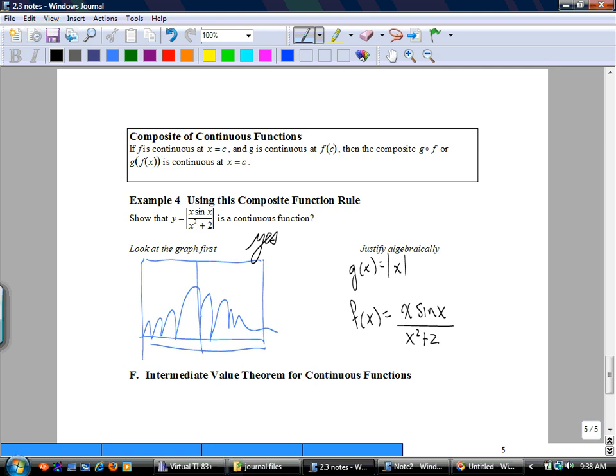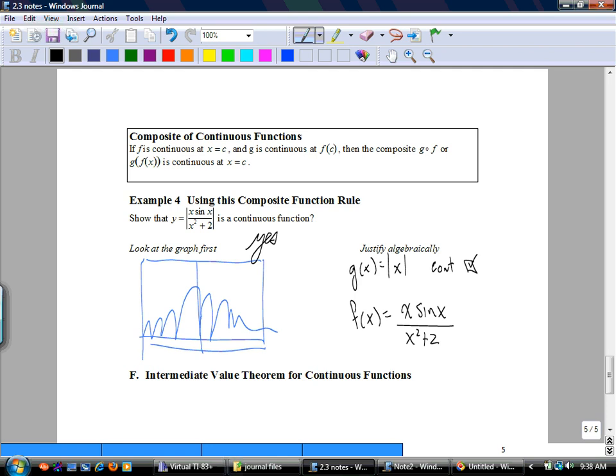Can you draw y equals absolute value of x? Is there any point of discontinuity on the function y equals absolute value of x? No, because I have not divided by 0 anywhere, you silly rabbit. Continuous? Yes.